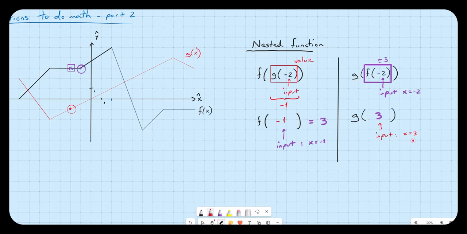So now my input is x equals 3, 1, 2, 3, at x equals 3, I get this value right here for g, and that is 1.5. So I get equals 1.5. That's how I'm going to do nested functions, and that's the graphical version of it anyway.